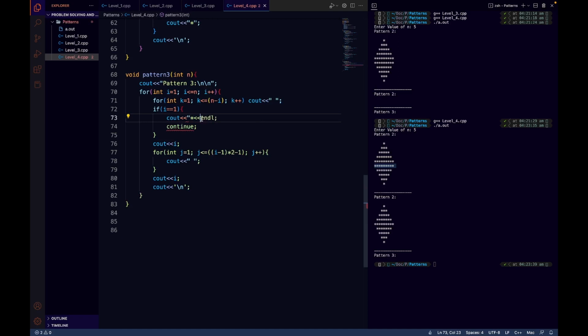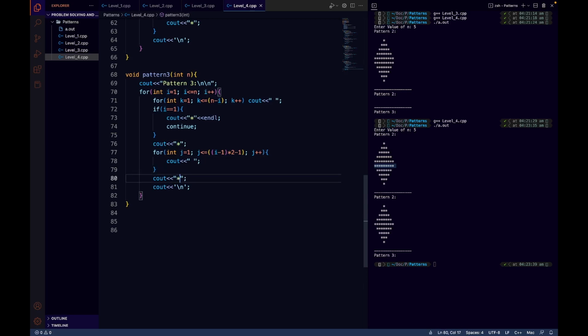So this if statement checks whether we are on the first row or not. If we are on the first row, just print the asterisk and continue. And as I've said earlier, continue is a keyword in C++ that is used to skip a particular iteration. Again, we are not dealing with numbers, so I'm replacing the statements wherever we are printing numbers with asterisks.